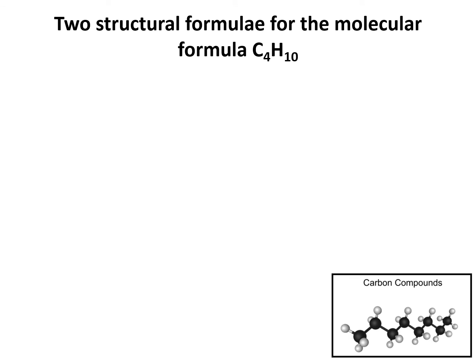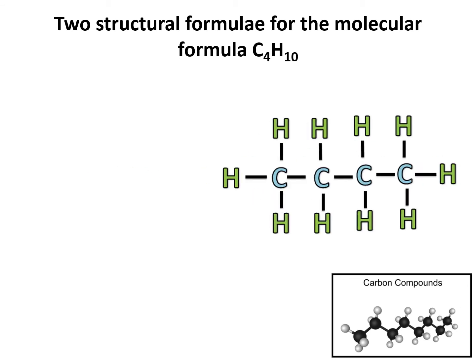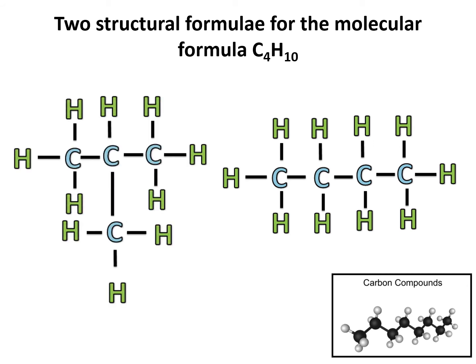Now we'll see the two structural formulas of the molecular formula C4H10, which is nothing but butane. The first one is on my right hand side. This is the straight chain representing butane. And on my left hand side, this is also butane, but it is the branched one. Now what is the difference between the two? The representation is different, but if you count the number of hydrogen and carbon, it gives you the same molecular formula, that is C4H10.